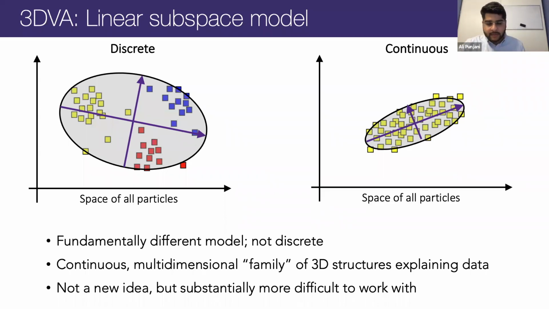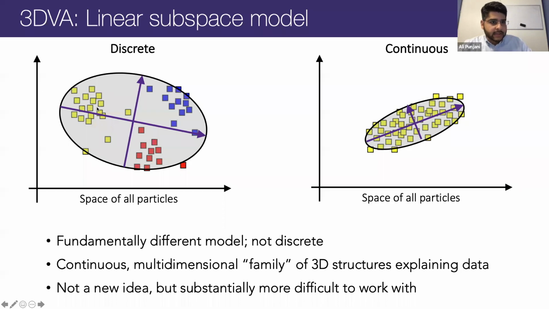It's a linear subspace. That means the family is defined by a mean, which is the center point of this cross in both cases, and some variability components or principal directions. There are many names for these types of things. And this whole idea is not new. It's been explored by many people and many groups, but it's substantially more difficult to work with than the previous techniques that we've described so far.